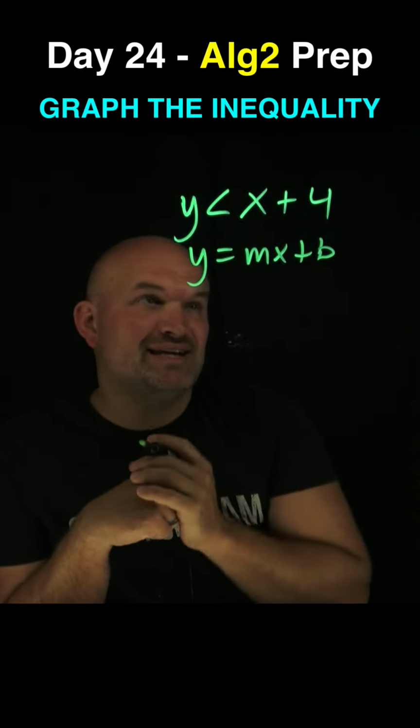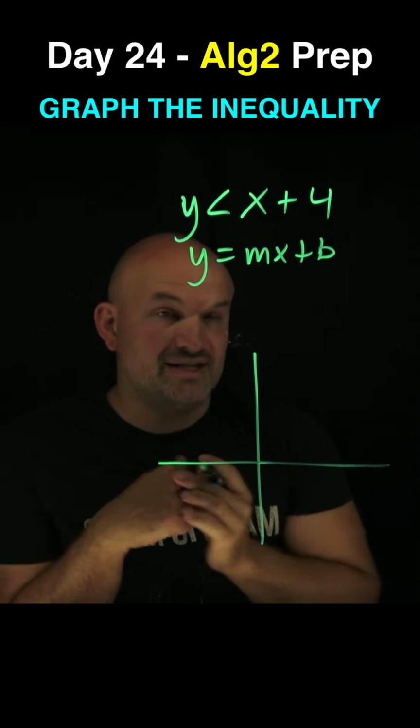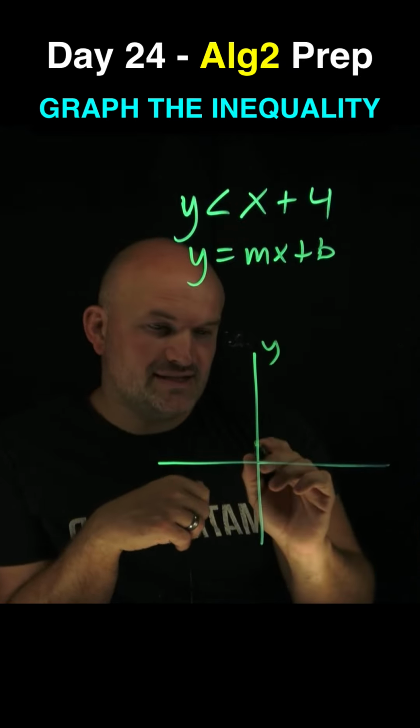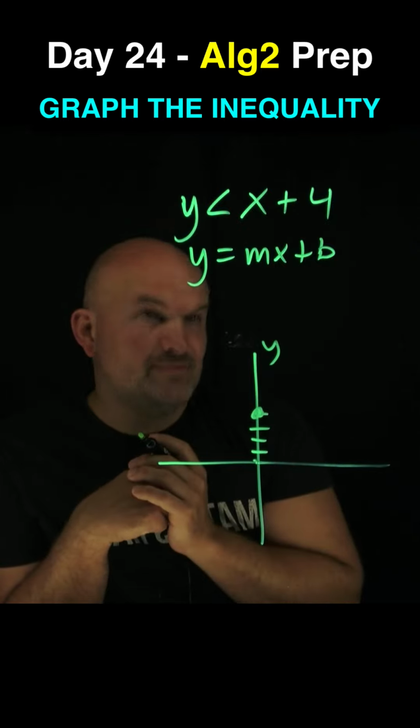So the first thing is to identify the y-intercept, which is going to be your b. In this case, that is going to be a positive 4. So on my y-axis, I'm going to go up 4 units from my origin. So I'm going to have a y-intercept right here.